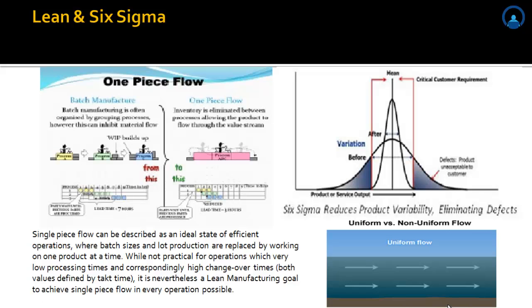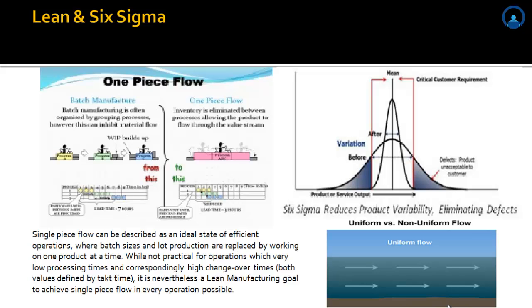Single piece flow can be described as an ideal state of efficient process operations where batch sizes and lot production are replaced by working on one single product at a time. While not practical for operations with low process times or individual step process times and correspondingly high changeover times, both values defined by takt time, we'll come to takt time later. It is nevertheless a lean manufacturing goal to achieve single piece flow in every operation possible. That is the objective, and in single piece flow, as we have learned, you are eliminating the setup times, multiple setup times.